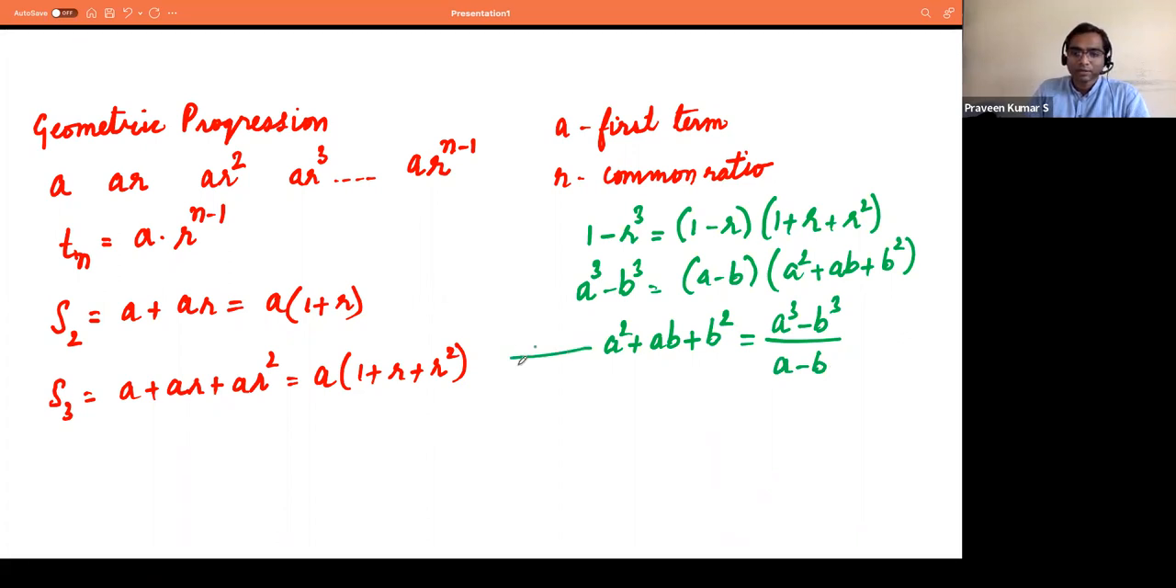Now in this scenario, a is nothing but 1 and b is nothing but r. So the first term a square is nothing but 1 here. ab is 1 into r, so r you have. b square is r square here. So can I now write this as a into 1 cube, which is 1 only, minus r cube divided by 1 minus r.